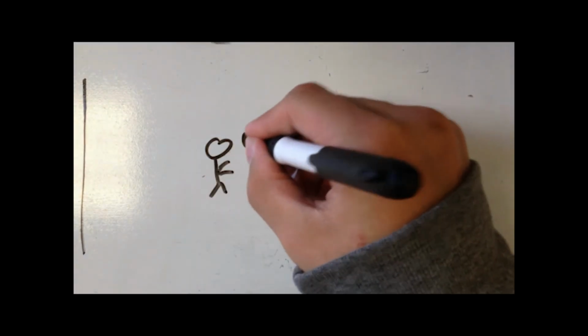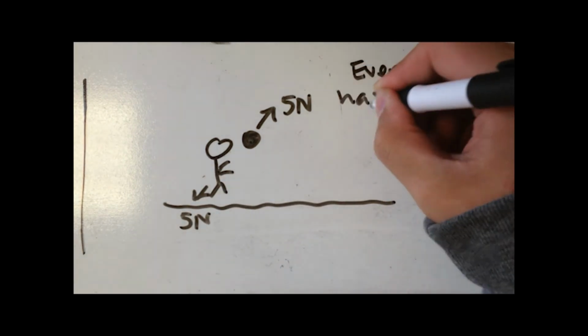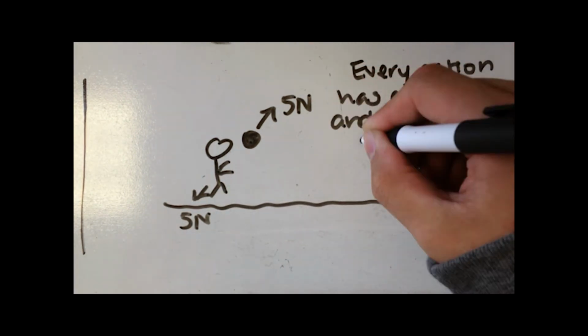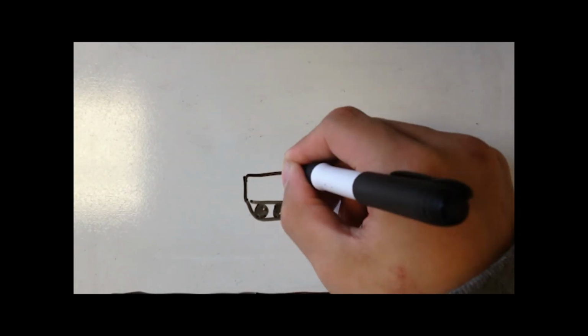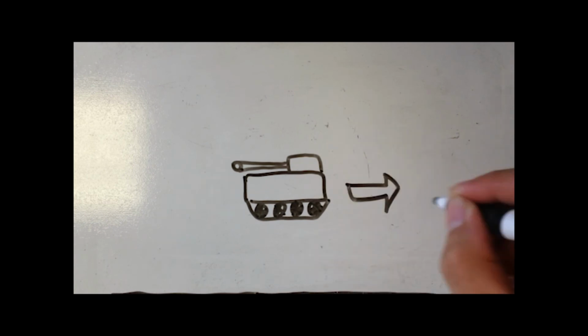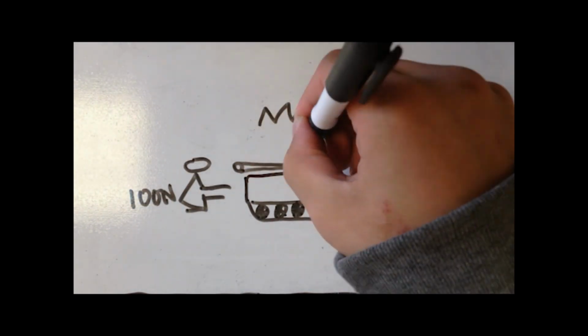Now last but not least, Newton's third law of motion. This law is very simple. Every action has an equal and opposite reaction. Let's take this tank for example. The tank will shoot forward with the force of 100 Newtons and recoil with 100 Newtons backwards, thanks to the law of conservation of momentum.